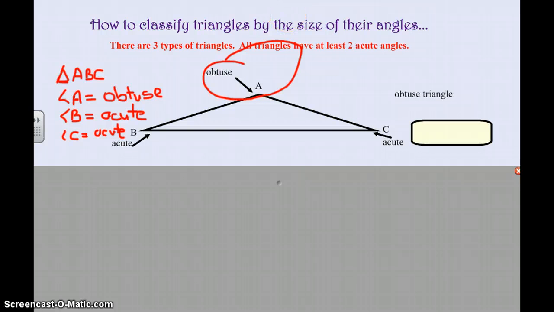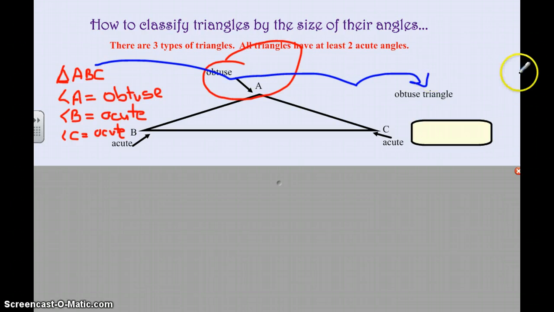So you could say that triangle ABC is an obtuse triangle. Okay? All right, let's take a look at another example.